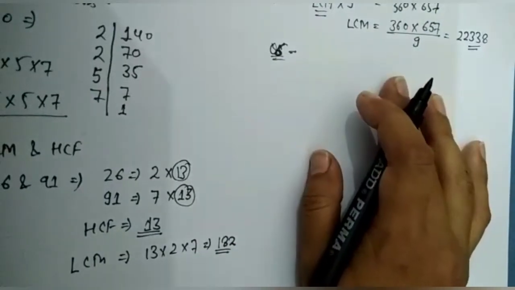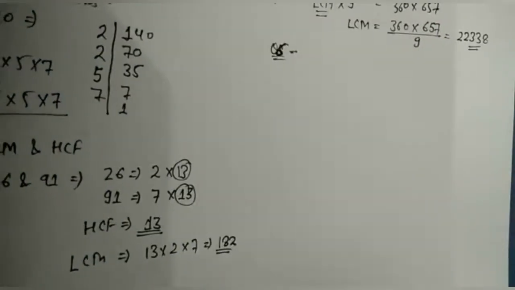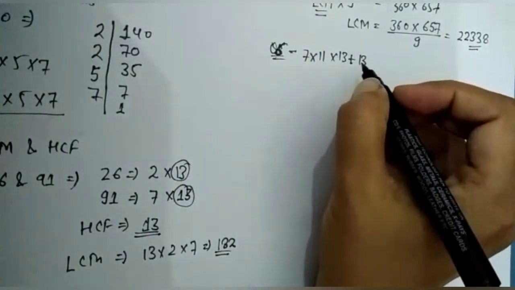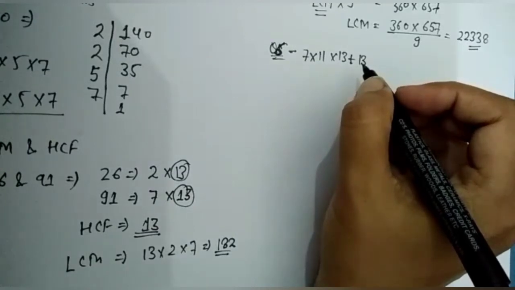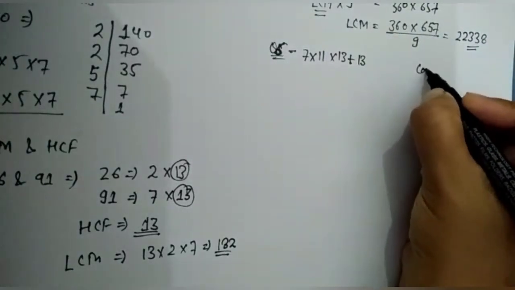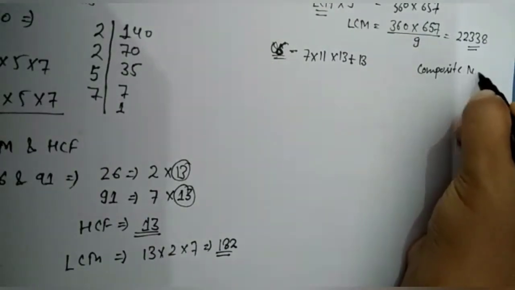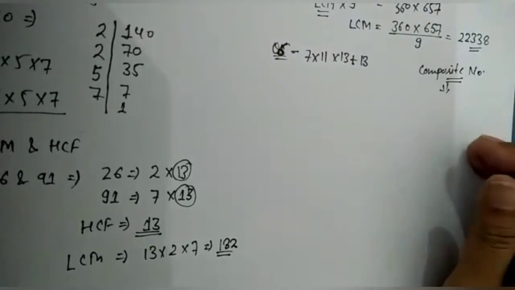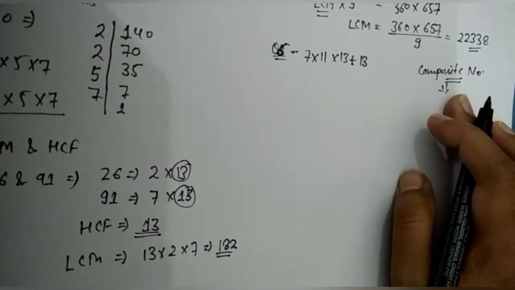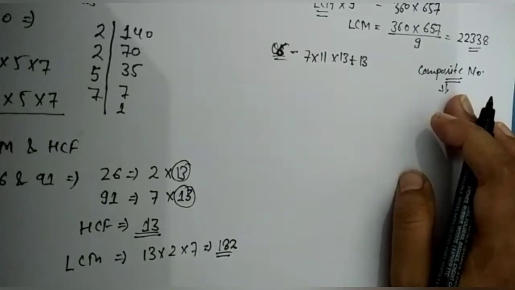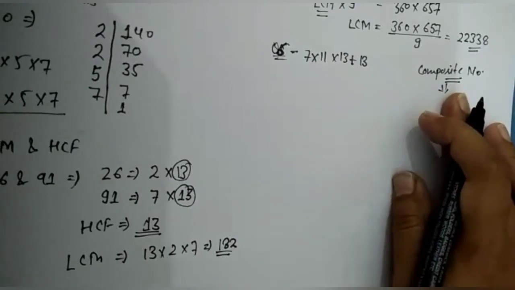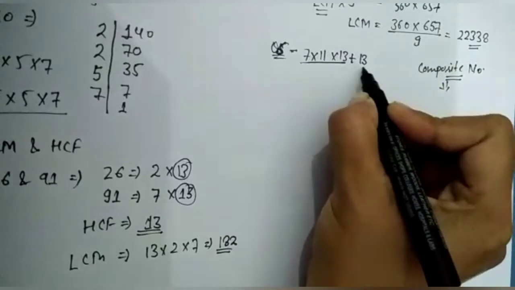Okay students, this question is: explain why 7 into 11 into 13 plus 13 and 7 into 6 into 5 into 4 into 3 into 2 into 1 plus 5 are composite numbers. Firstly, we should know what composite numbers are. What are composite numbers? What is the condition for composite numbers? Composite numbers have factors other than 1 and itself. This is the main condition of a composite number: factors other than 1 and itself. This is the first part, this is the second part.